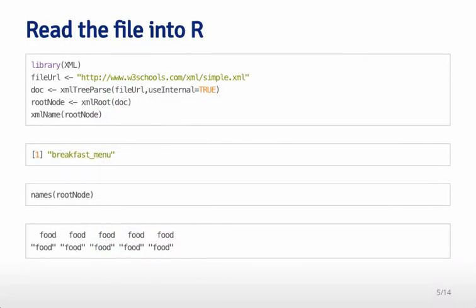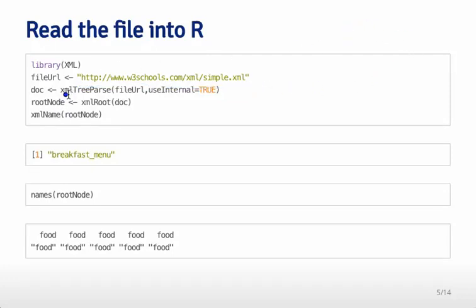You can read the file into R, and you can do this with the XML package. We're loading the XML package, all caps XML, and then you give it a URL. In this case, we're going to give it the URL of the XML file we were looking at on the previous screen.